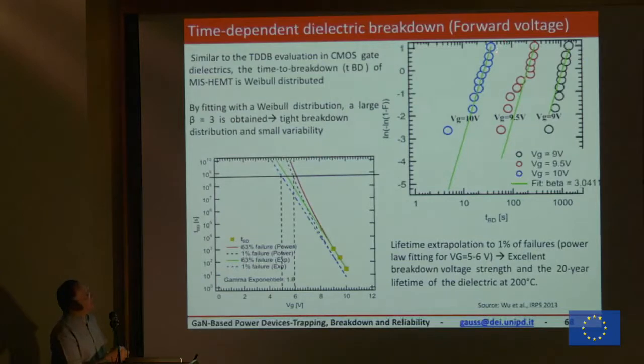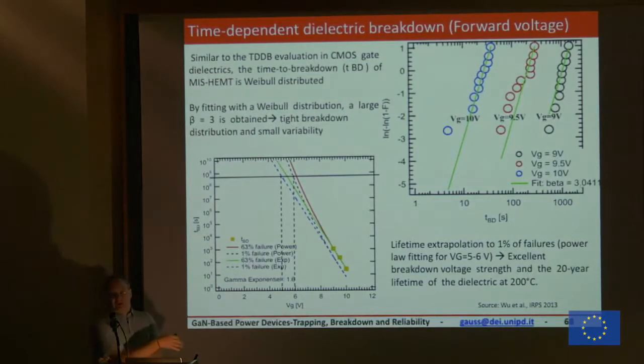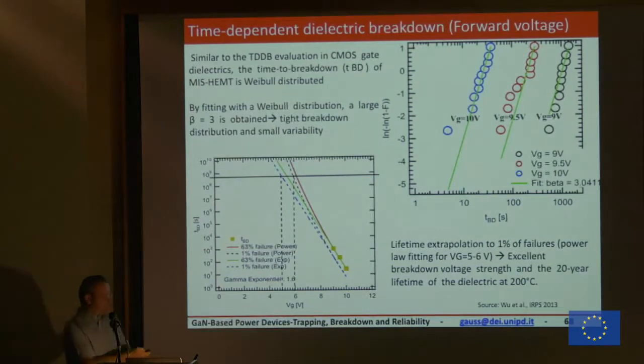We have stressed the device at different gate biases. Note that we were able to go a little bit higher in voltages, 10, 9.5, 9. We did again the log normal distribution. You plot the time to breakdown versus gate voltage. And again here, for having the 20 years, we found the limit is around 5 to 6 volts. Again, a similar procedure to get an estimate of the maximum voltage I can apply to my structure to have enough lifetime.